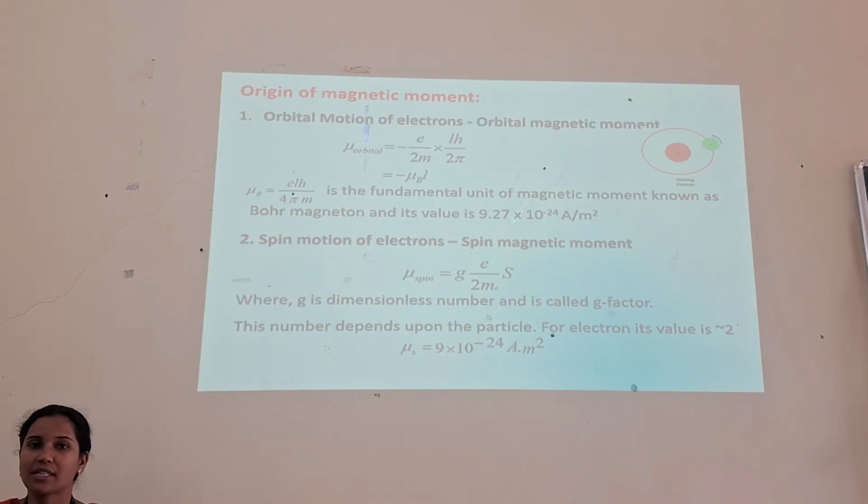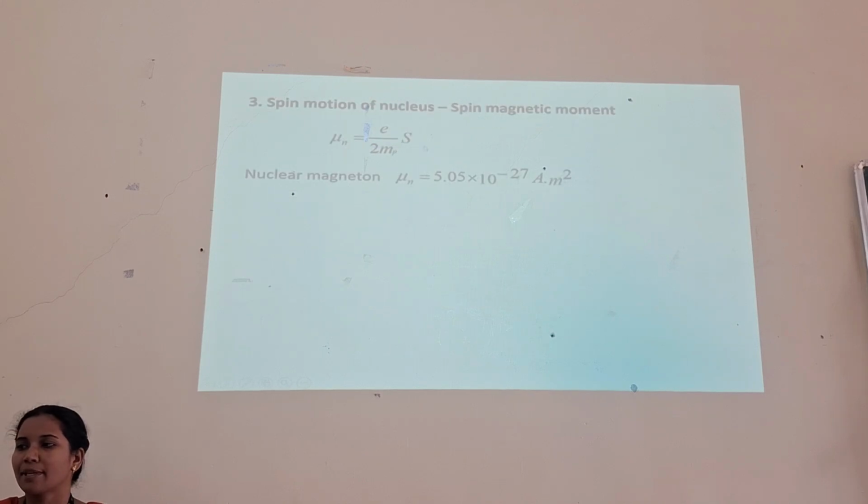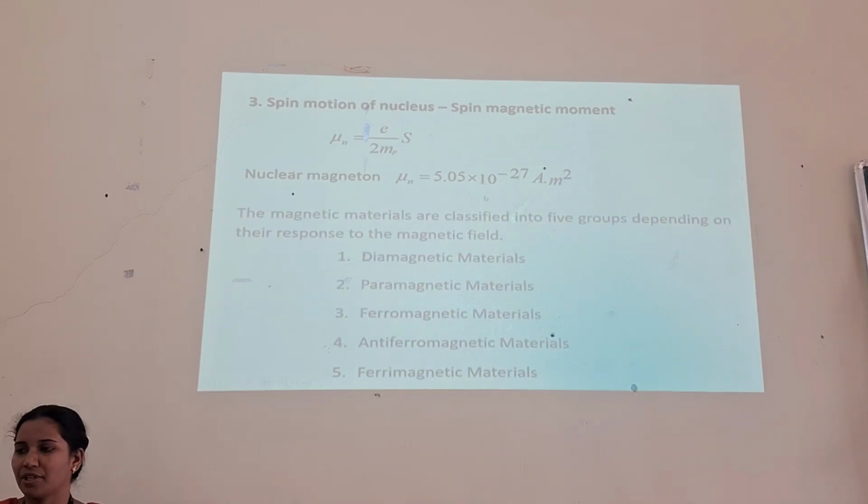It is also known as the g factor. This number depends upon the particle. For an electron, it is equivalent to 2. Mu s is equal to 9 into 10 to the power of minus 24 ampere meter square. This is the spin motion of the nucleus. Spin magnetic moment, denoted by mu n, is equal to e by 2 m p into S. Mu n is equal to 5.05 into 10 to the power of minus 27 ampere meter square.